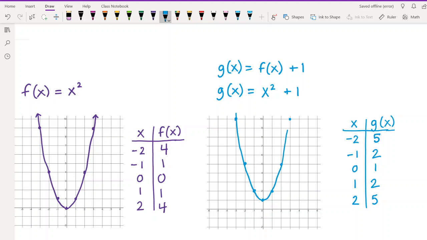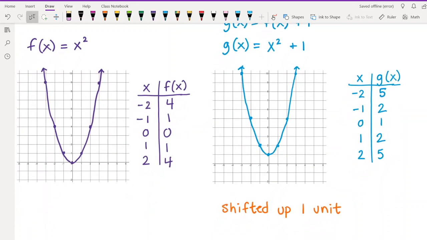Okay, so how would you describe how the new graph compares to the original graph? Like just what visually, what has happened to the graph? So it's moved up by 1, right? So the transformation that we see is that the graph has shifted up 1 unit.